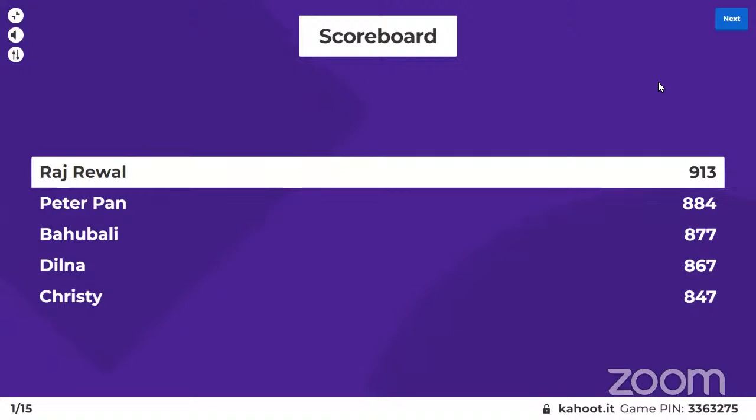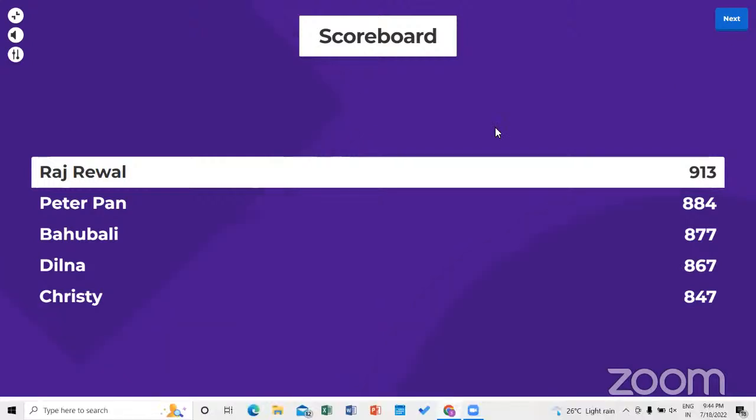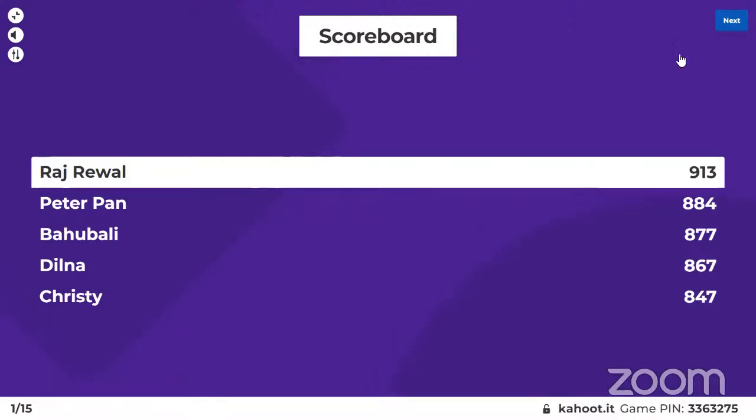With 913 points, Raj Rewari hits the first place, Peter Pan with 884 points is second, Bahubali with 877 points is third, Dilna is fourth with 867 points, and Christy with 847 points is fifth. So we have started the scoreboard. The scoreboard is open now. Let's move on to the next question. Here is the second question for you.